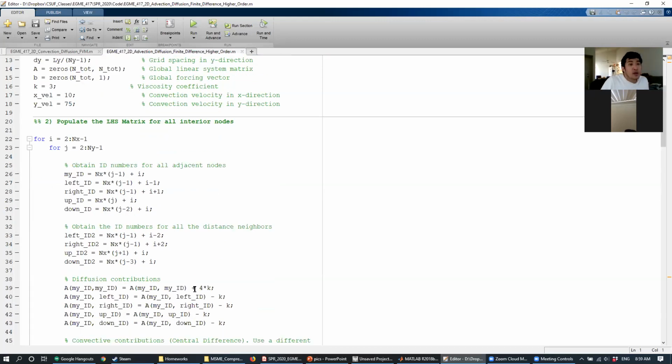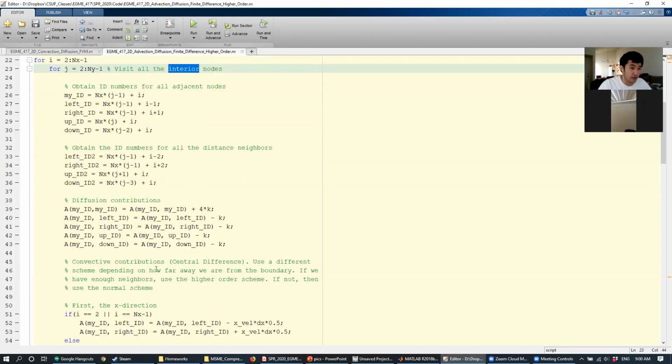Now let's jump into section 2, which is the meat of the code. We have our usual nested for loop: for i equal to 2 to nx minus 1, for j equal to 2 to ny minus 1. Remember, the purpose of these for loops is to visit all the interior nodes. You have to flip your mindset back to when we did finite differences, because we've been doing finite volumes for quite a while. This is how we did finite differences, with a modified for loop so that we only visit the interior nodes, because the boundary conditions are applied a bit later.